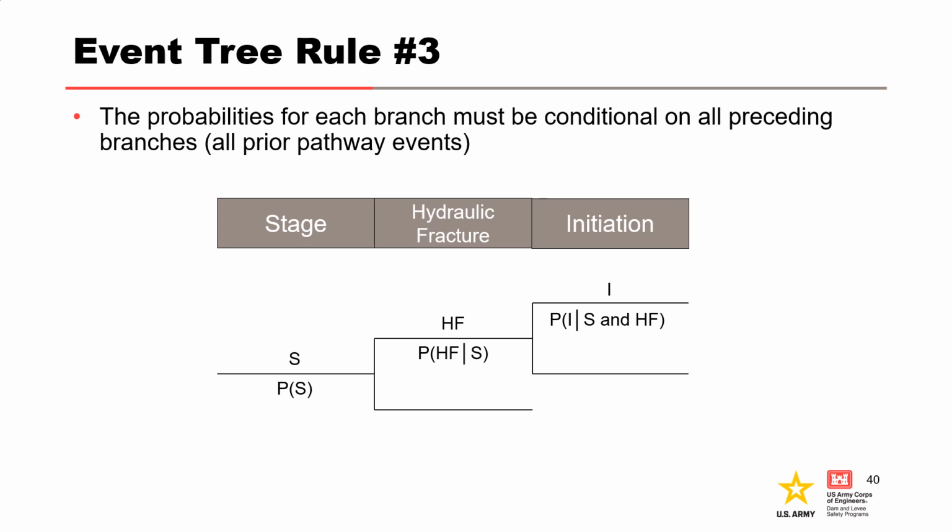Event tree rule number 3. The probabilities for each branch must be conditional on all preceding branches. In this example, we start with the probability of reaching a given stage, then the probability of hydraulic fracture given the stage, followed by the probability of initiation given the stage and that hydraulic fracture has occurred. So the branch probabilities are evaluated, conditional on all preceding branches being true. This is a very important rule to follow, else the total probability for a given event tree pathway will be underestimated.